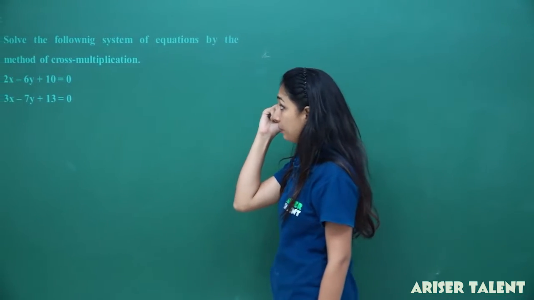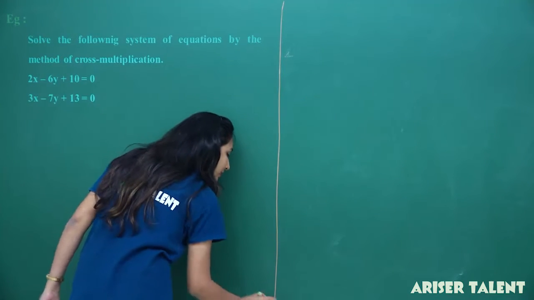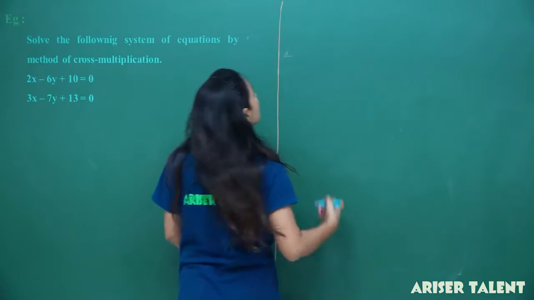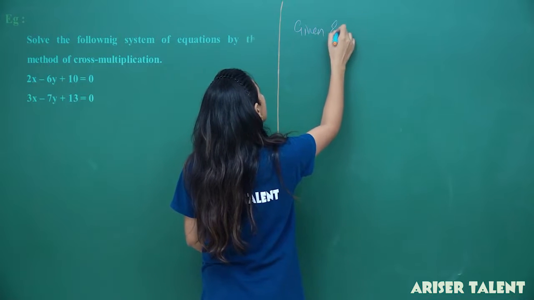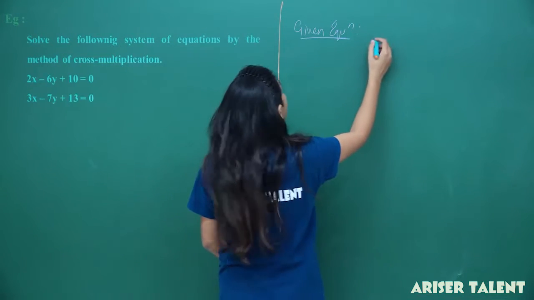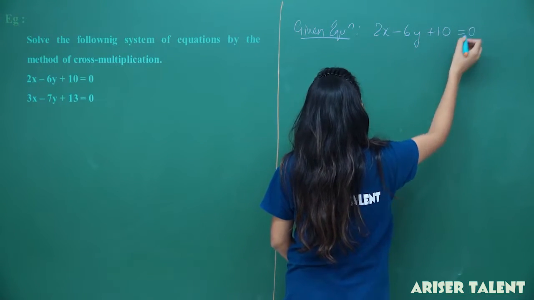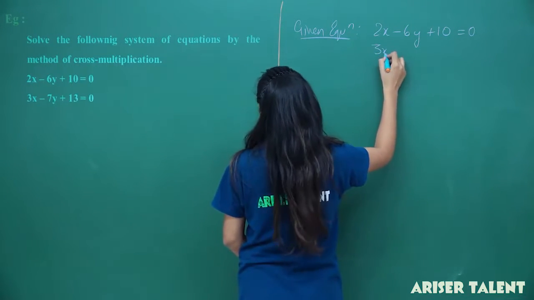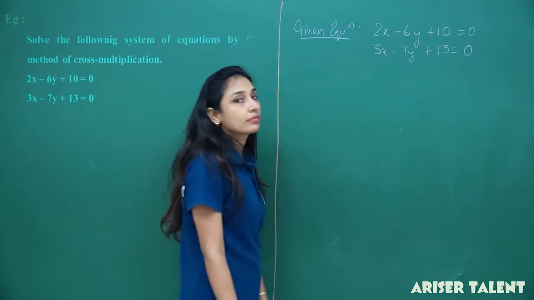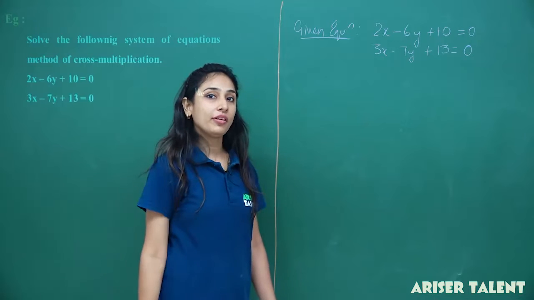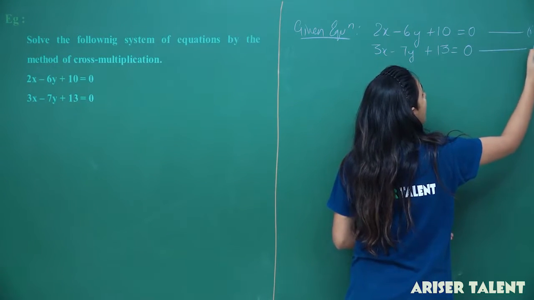Now we have this example. Students, understand this method. It is so simple to use. The given equations are 2x minus 6y plus 10 equals 0, and 3x minus 7y plus 13 equals 0. These are the two equations I have. Let's name them 1 and 2.